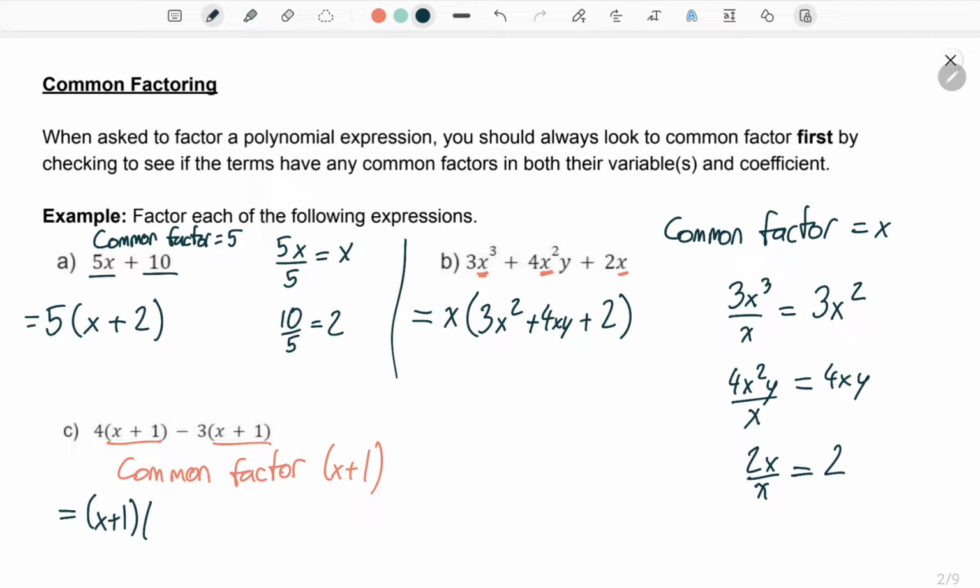So inside the next set of brackets, in the first part, we had 4x plus 1. Well, now we just have the 4 as the leftover part. Continuing along, we have minus 3x plus 1, but we've factored out the x plus 1, so we're just left with minus 3. And so that would be our factored form there. And you could also see in this case, you could simplify 4 minus 3 just to get x plus 1 times, well, 1. And that's a look at common factoring.